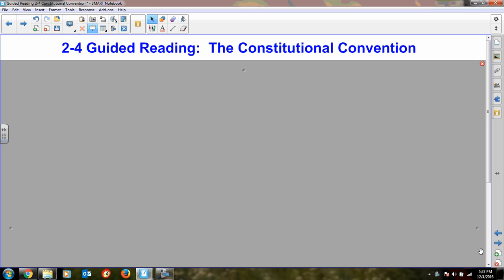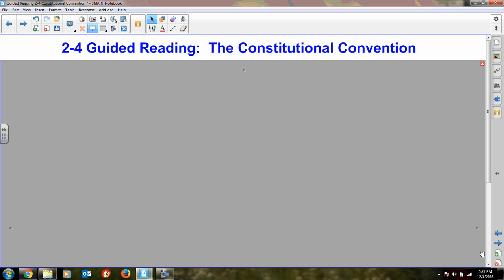Hi. Today what we're going to do is talk a little bit about the people and the plans and compromises that were suggested during the Constitutional Convention. If you look at your worksheet on the front side, it'll discuss all of the plans in a graphic.